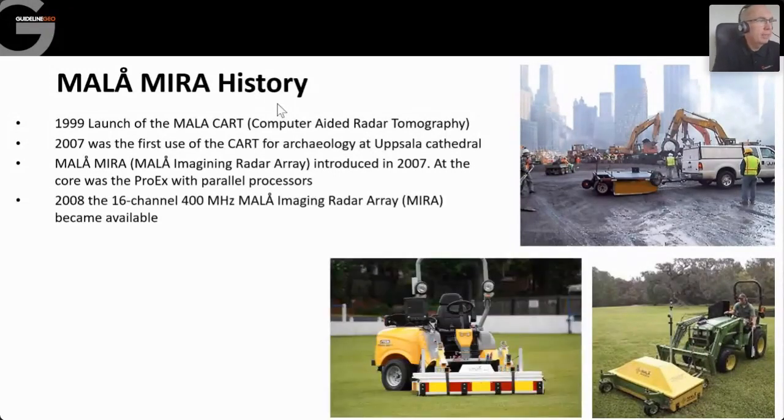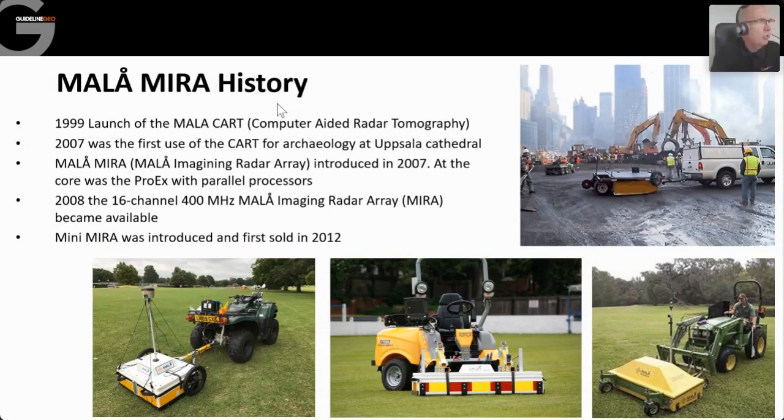In 2008, this is where I come in, because that's the first time I sat on the system, on the MIRA, and it was launched and it became available as a 16-channel 400 megahertz system. We went on to build some different frequencies from there. We had a couple of different options, 200 megahertz and 1.3 gigahertz, but predominantly the main system was the 400 megahertz.